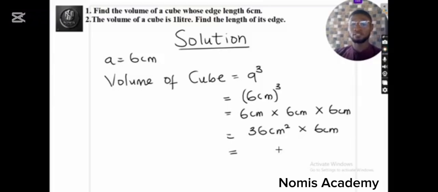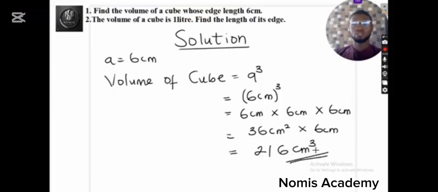6 times 6 is 36. So write 6 and keep 3. 6 times 3 is 18. 18 plus 3 is 21. So that is 216. Centimeter squared multiplied by centimeter would be centimeter cube. So the volume of a cube whose edge length is 6 centimeter is equal to 216 centimeter cube. And that's the final answer to that question.